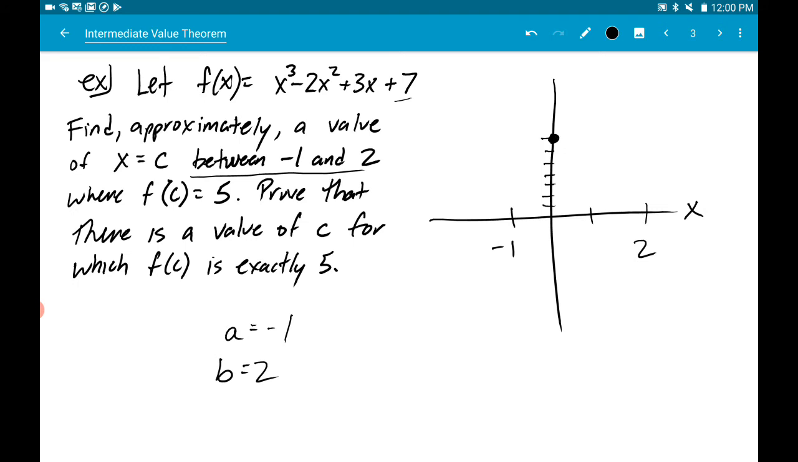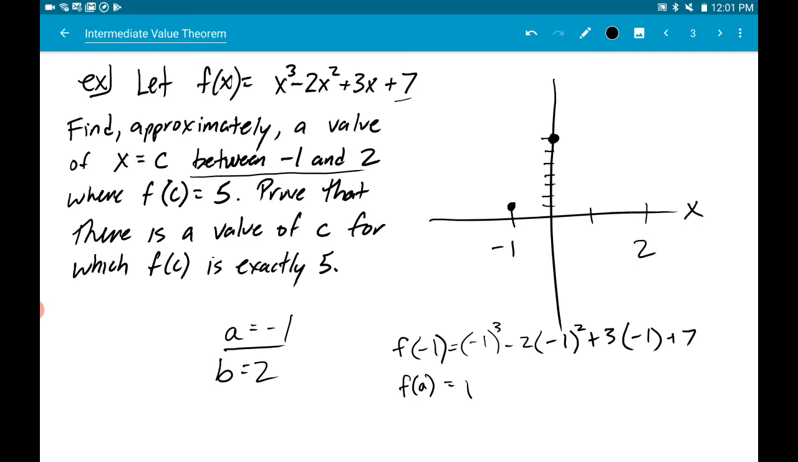And if I want to find f of -1, we can substitute -1 in this cubic. I'm going to do it by hand, but you could also use technology, maybe make a table or something. So we got -1 minus 2 minus 3 plus 7. I think you're going to get a 1. So that point would be like right here. So that would be your f of a value, right? Because a is the beginning of the interval.